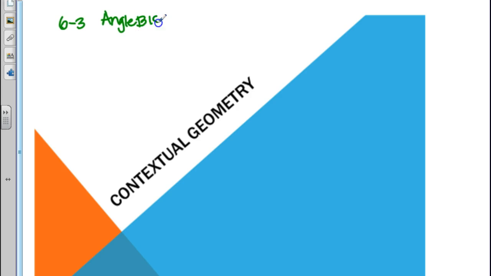So we've talked a little bit about terminology like bisectors. We know that that divides something into two equal pieces. So now we're going to look at dividing an angle into two equal parts, and they'll be angles of a triangle. So fun times. Here we go.